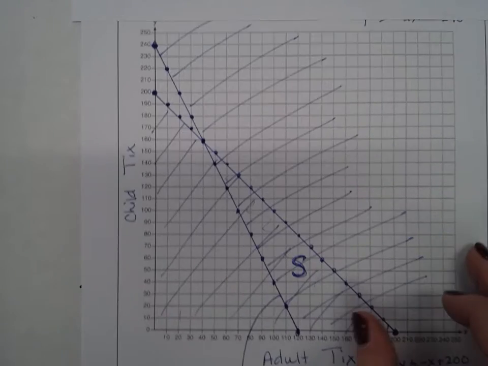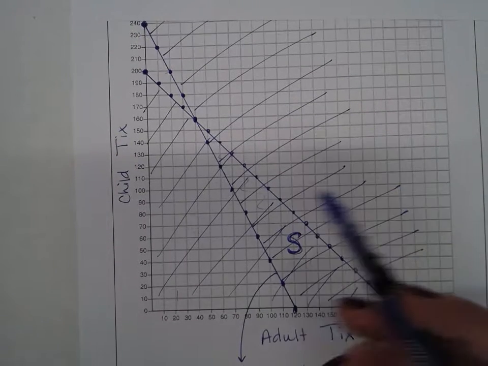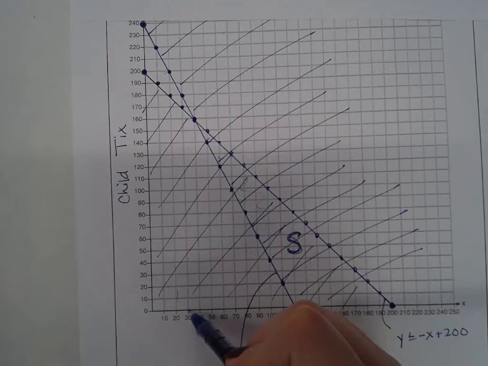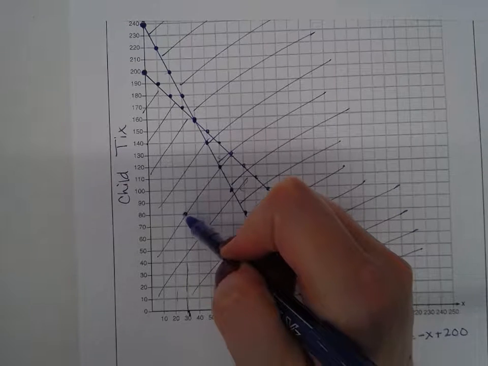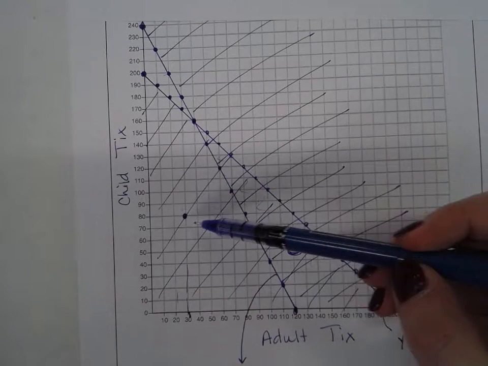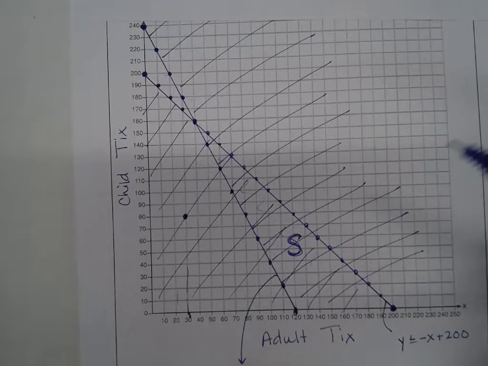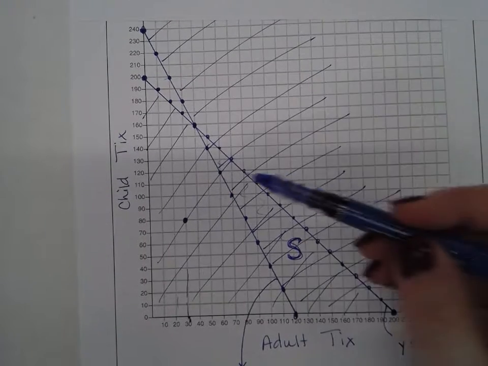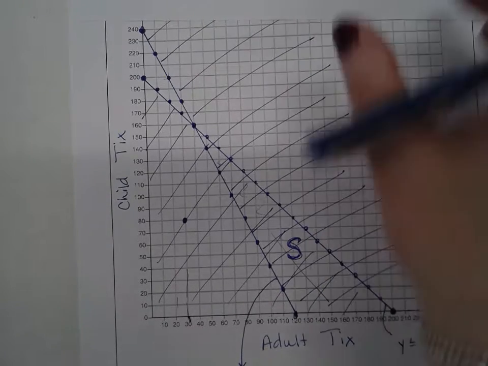If she sells 30 adult tickets, adult is X. So 30 adult tickets and 80 children's tickets. So 80 would be my Y. That would be right here. Would that satisfy the cinema's goal? No. The only ones that satisfy are the ones that are in the solution. The solution are the good numbers. They're the ones that do what we want.